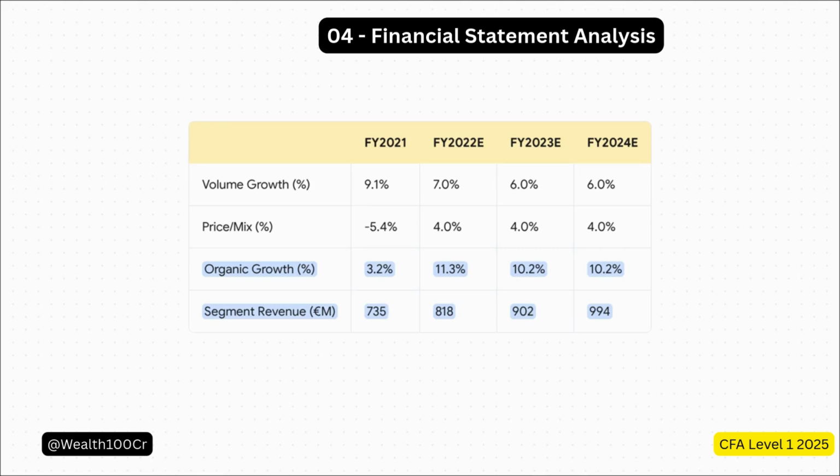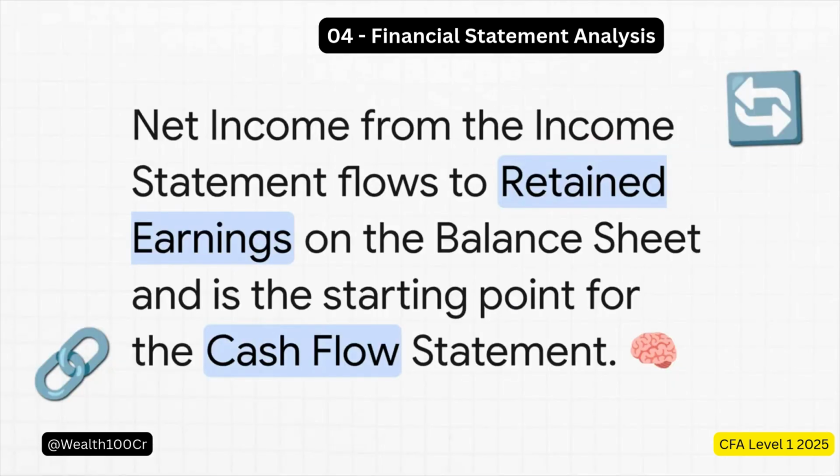So, how do you make a revenue forecast that you can actually defend? Check out this example for Remy Cointreau. Instead of just plucking a growth number out of thin air, we build it from the ground up. We're forecasting, say, 7% volume growth, and then another 4% lift from better pricing and a richer product mix. You add those together, and that's how you get a robust and, more importantly, an explainable organic growth forecast of 11.3%.